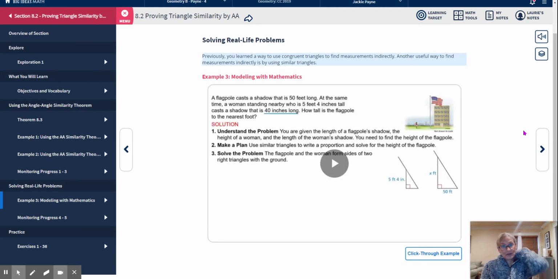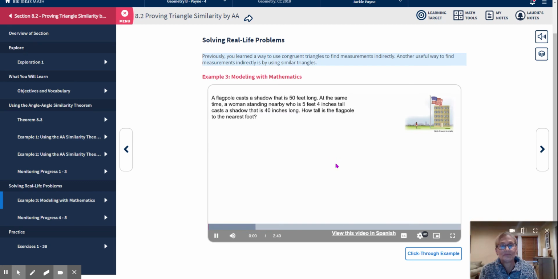And previously you learned a way to use congruent triangles to find measurements indirectly. This would have been in Math 8 when we did all those transformations. Another useful way to find measurements indirectly is by using similar triangles. So again, hopefully this looks familiar from previous math classes.